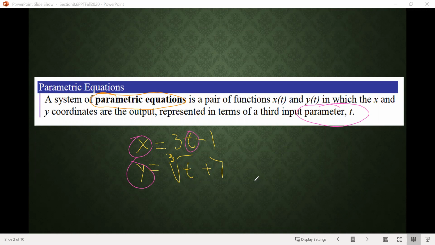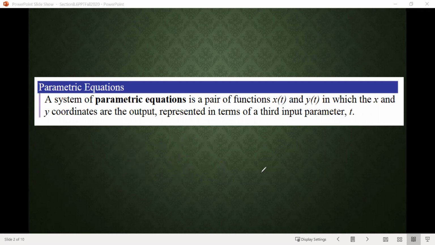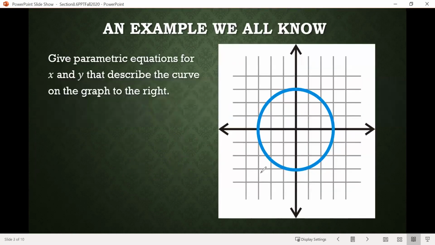Also, to use some function notation here, since each of these is a function of the variable t, as they do there in the box, I could write this as x of t, meaning x is a function of t, and y of t, meaning y is a function of t. Okay, so let's look at an example of this in terms of something we've already looked at.